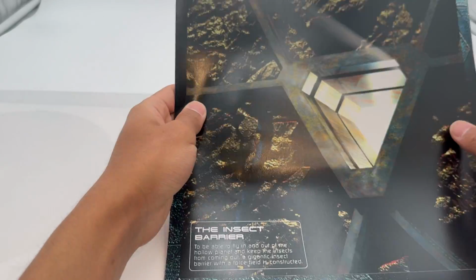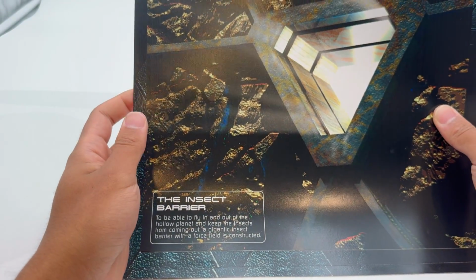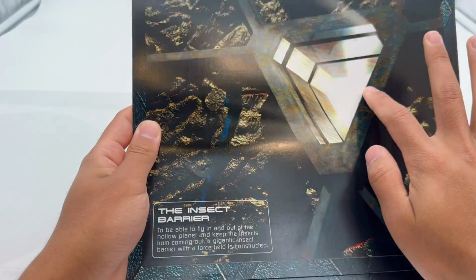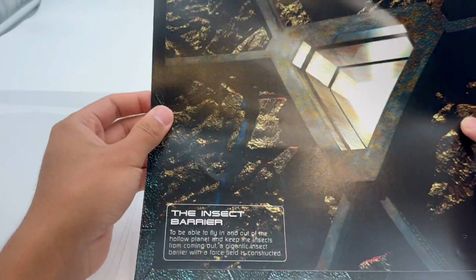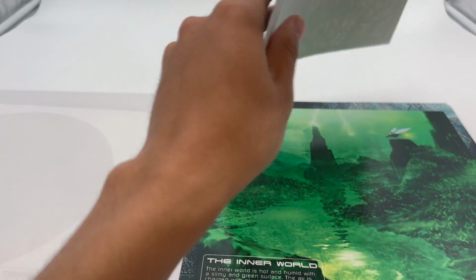So they built in this insect barrier using their technology. So the insects can't go out through the barrier, but they can fly their ships in and out, and that's how they kind of get through, which is super cool. That's what the insect barrier looks like.